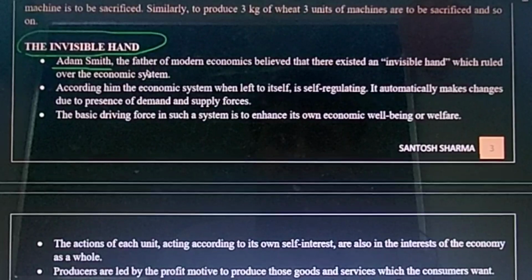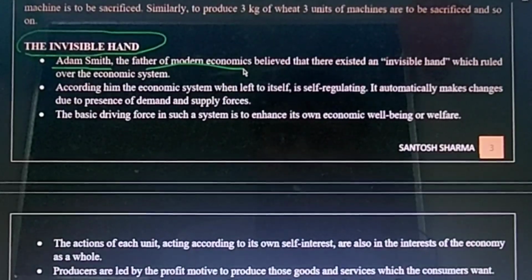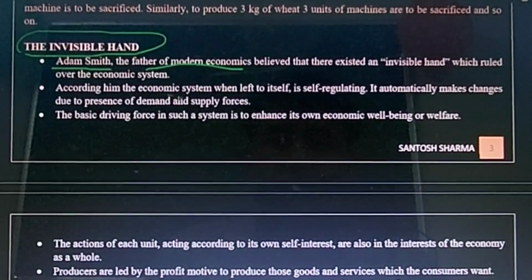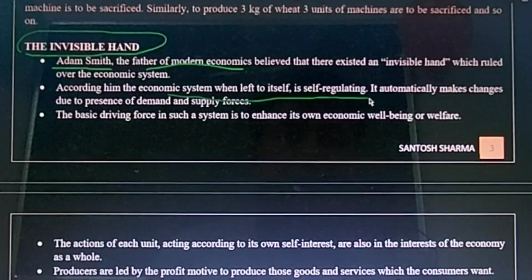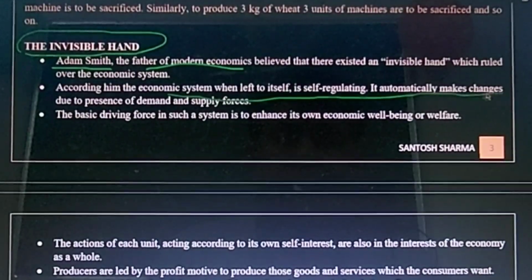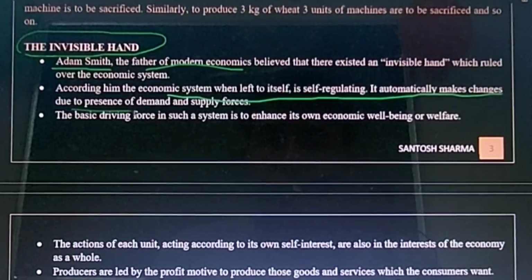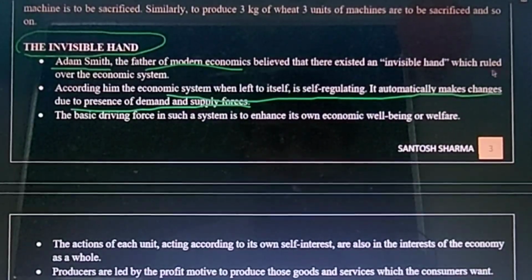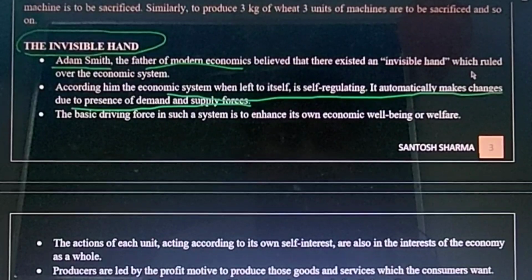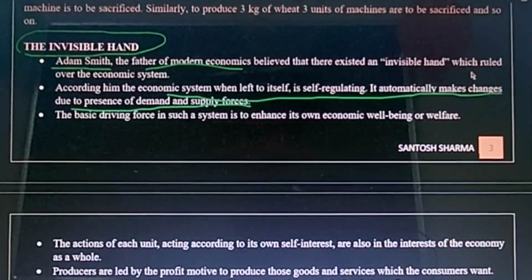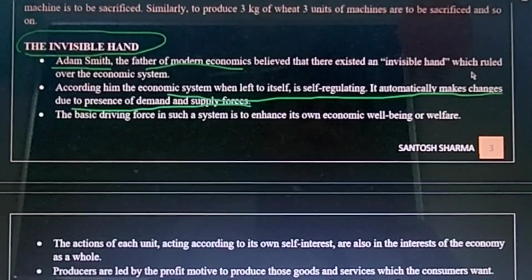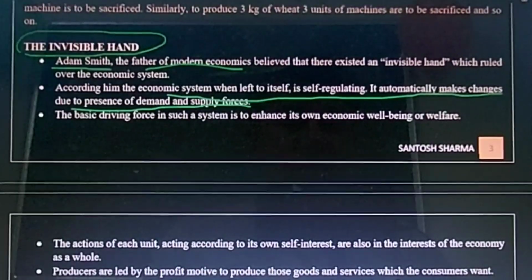He is also known as the father of modern economics, and according to him, the economic system, when left to itself, is self-regulating. It automatically makes changes due to the presence of demand and supply forces. Very important line to understand: the prices of commodities automatically adjust, because demand force and supply force are always acting in the market.